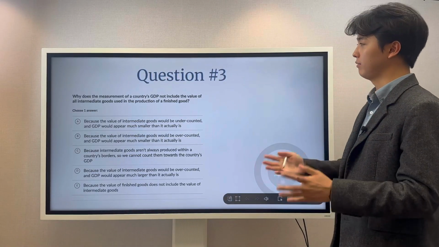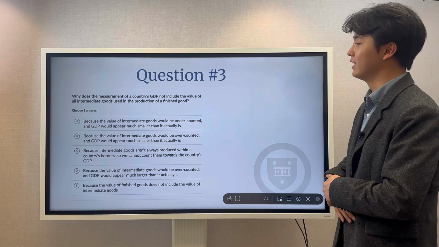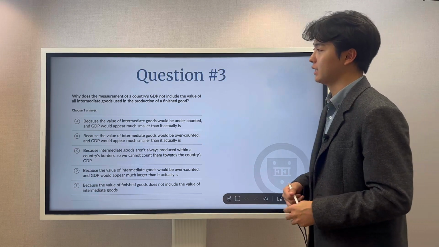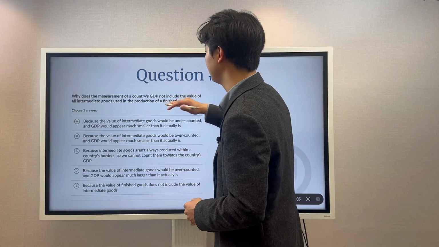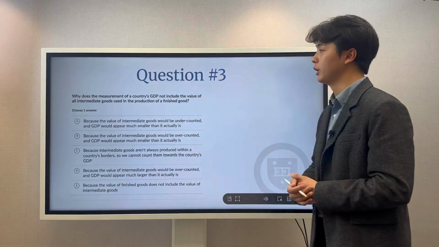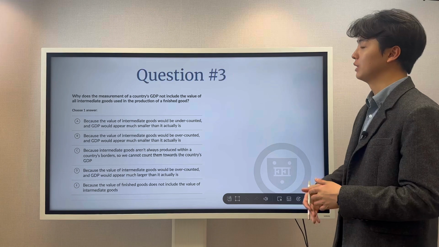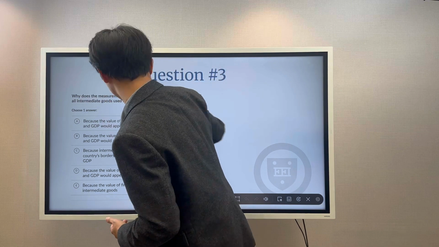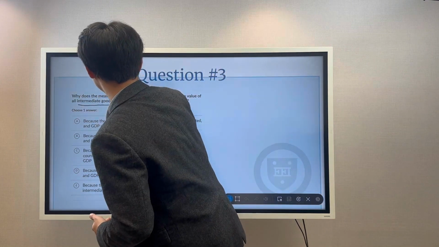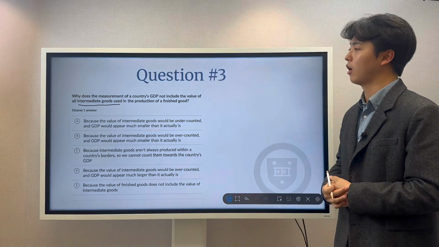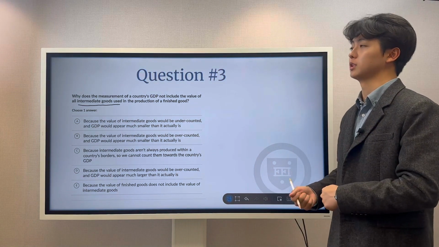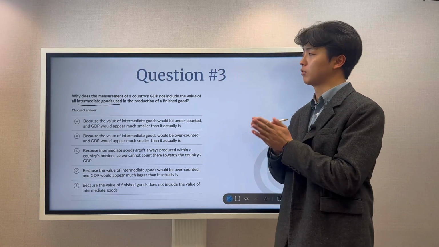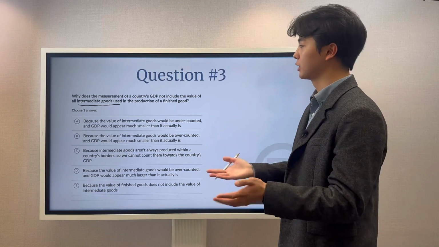All right, so the final question for AP Macroeconomics today is about intermediary goods, usually found in unit number 5. The question states, why does the measurement of a country's GDP not include the value of all intermediate goods used in the production of finished goods? The term intermediate goods refers to goods or services that are used to produce other goods or services. Think about the secondary sector, when you're making finished products for the tertiary sector, you have a lot of machines and capital that goes in. Those are intermediary goods.